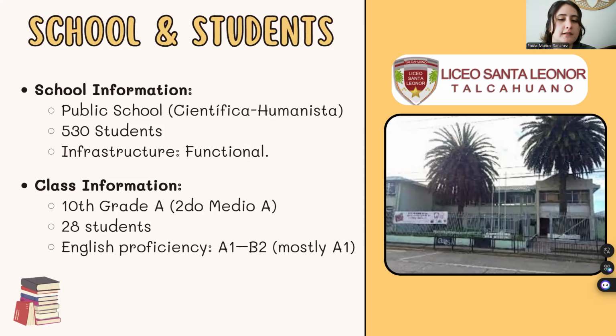The class I worked with was a 10th grade A, or Segundo Medio A. This is a group of 28 students. Their English proficiency, according to the MCERL framework, ranges from A1 to B2, though most are at the A1 level. Despite some challenges related to classroom coexistence, such as group discussions or conflicts between them, the students were generally empathetic, respectful, funny, and generally interested in the class's topics. This positive attitude helped me make the lessons more dynamic and meaningful.